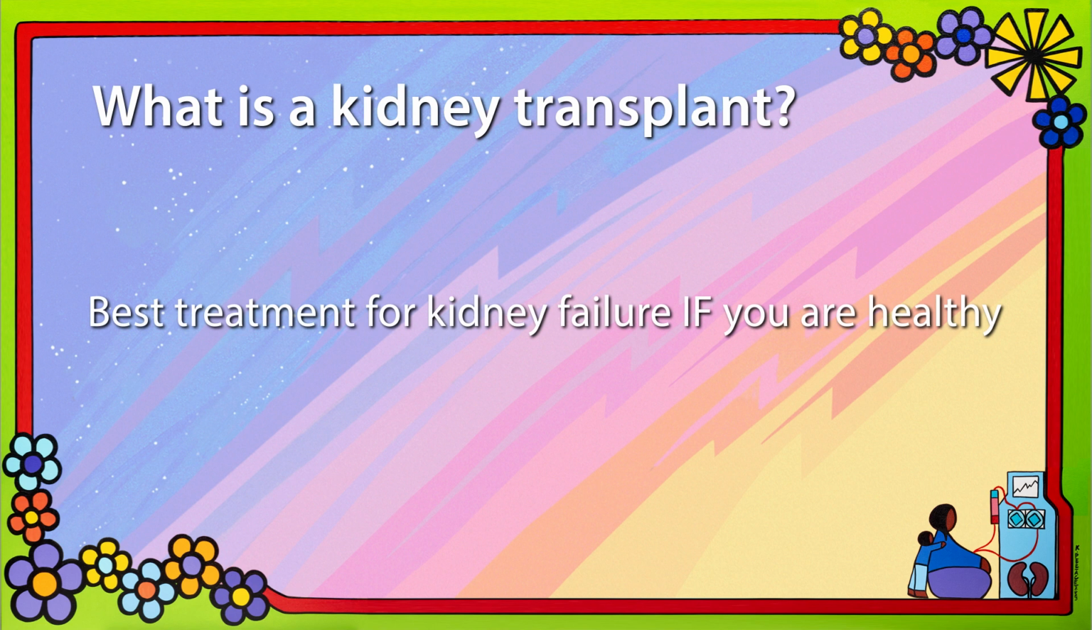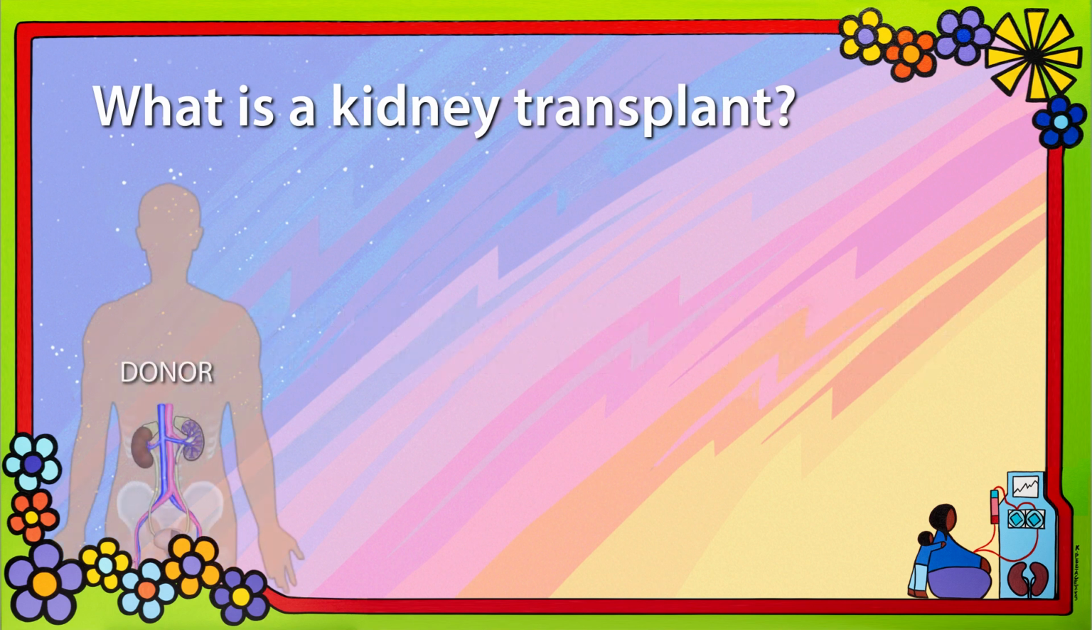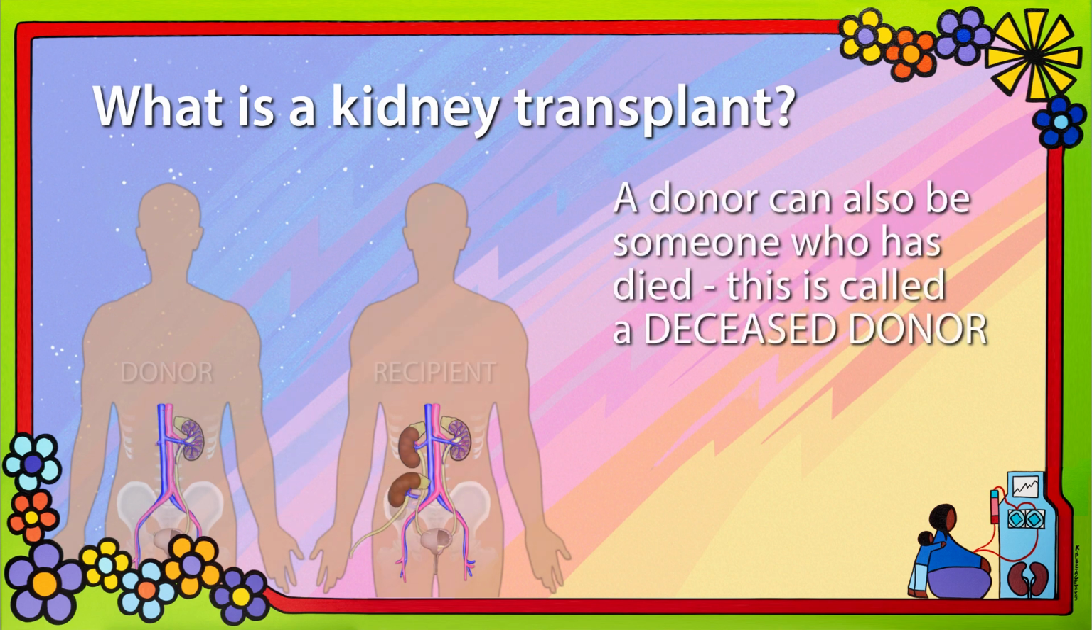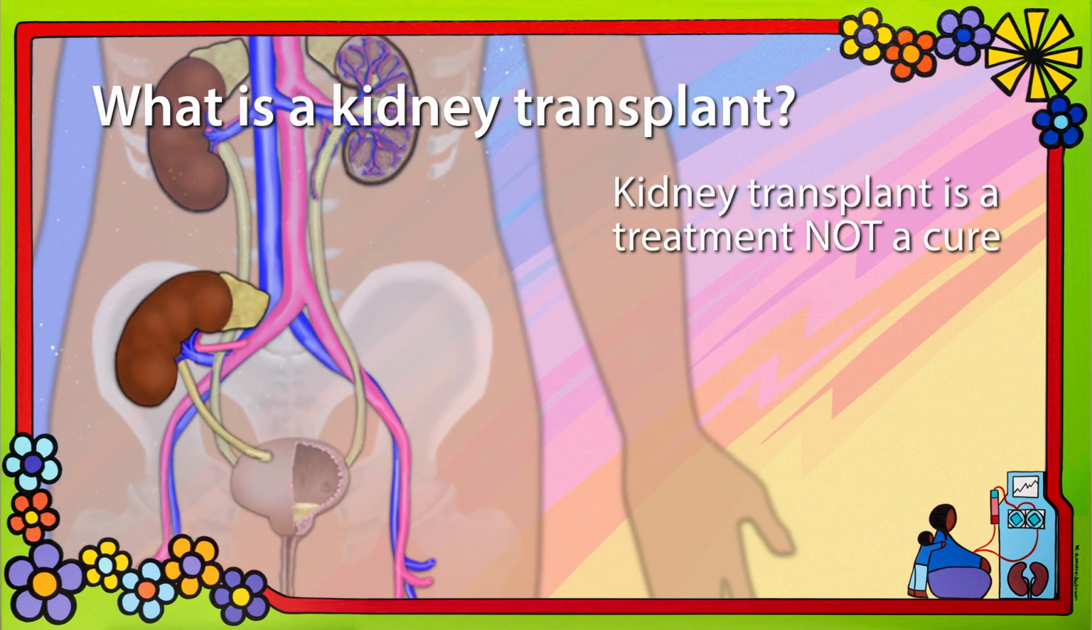Kidney transplant is the best choice of treatment for kidney failure, but you must be healthy to get a kidney transplant. A kidney transplant involves placing a healthy kidney from another person into your body. The person who gives the kidney is called a donor, and the person who receives the kidney is called the recipient. A donor can be a living person. This is called a living donor. A donor can also be someone who has died. This is called a deceased donor. Kidney transplant is a treatment for kidney disease, but is not a cure.